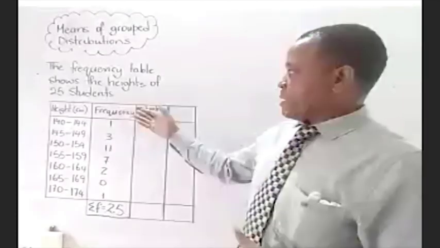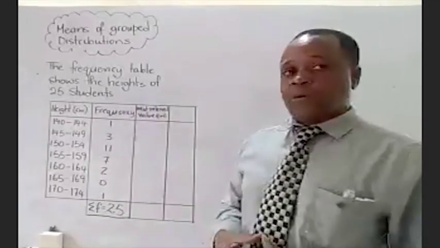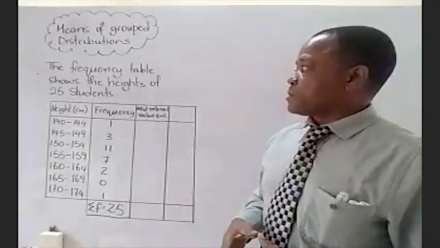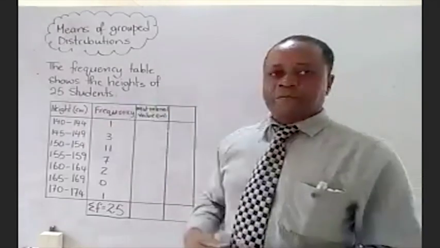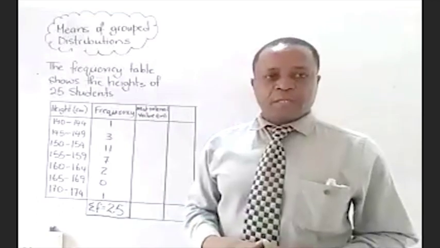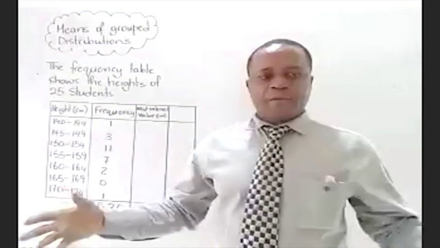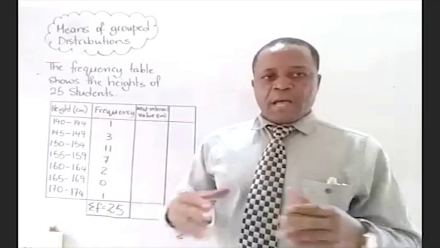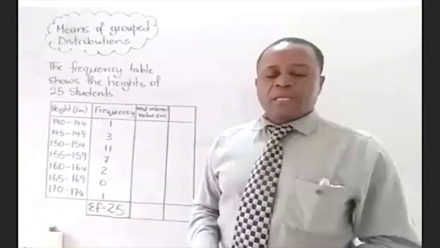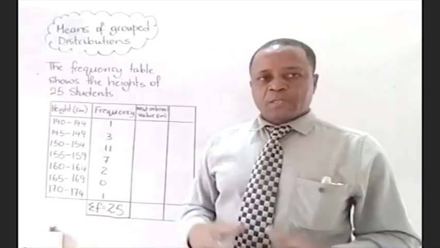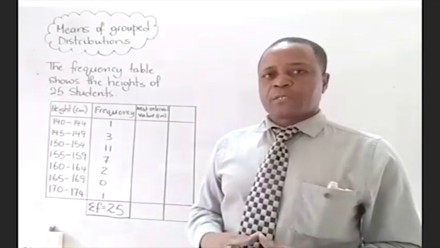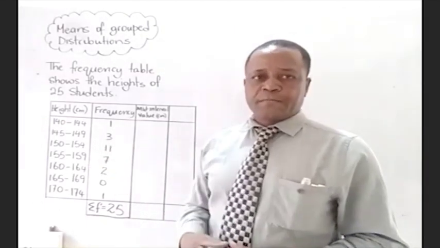In this case, you realize that we have a question on the board and it says the frequency table shows the heights of 25 students. Now, if you notice, we have 25 students we are dealing with, and for us to list all 25 students like that, it would be somewhat tedious. So because we have a large number of measures, it's best for us to group our data.